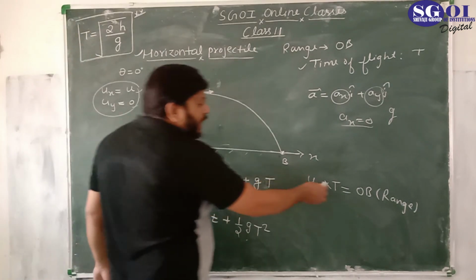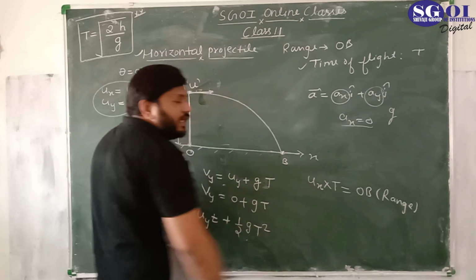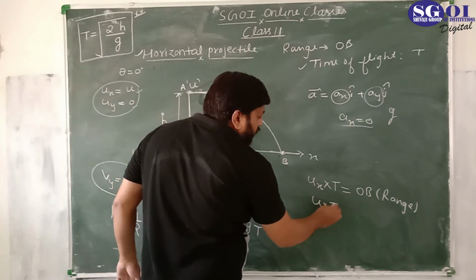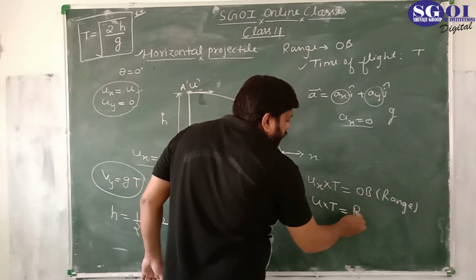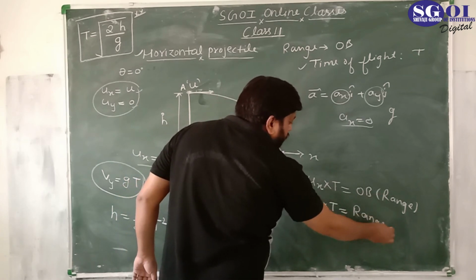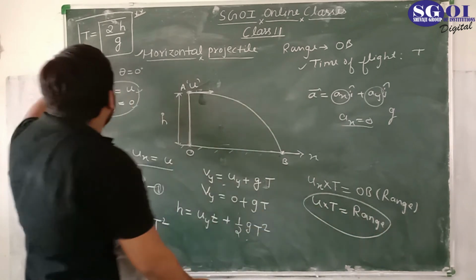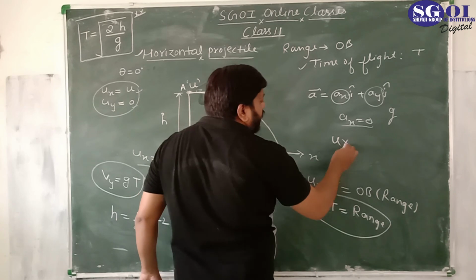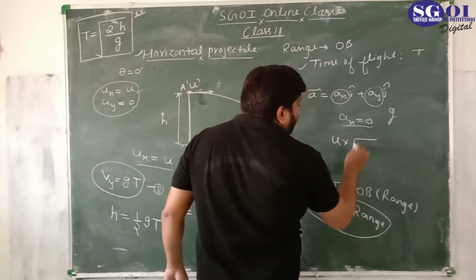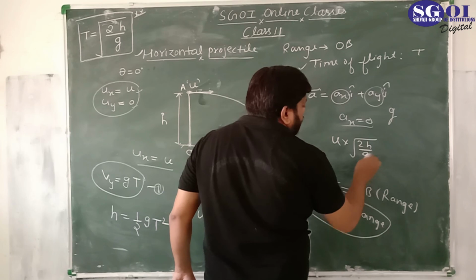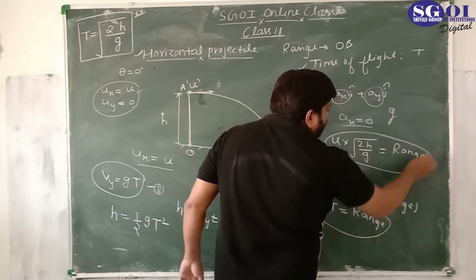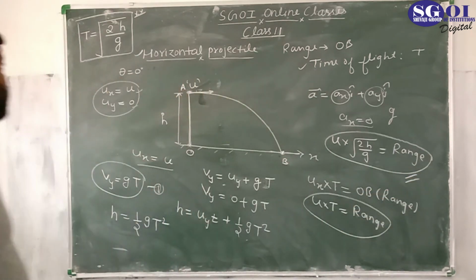And if you are able to find the time of flight, and if you are given the initial velocity ux, which is u here, so it is u into t, so you would be able to find the range. So the formula for range is this, and you could put the value of t here. So it is u into under root 2h upon g equal to range. So this is the formula for range.